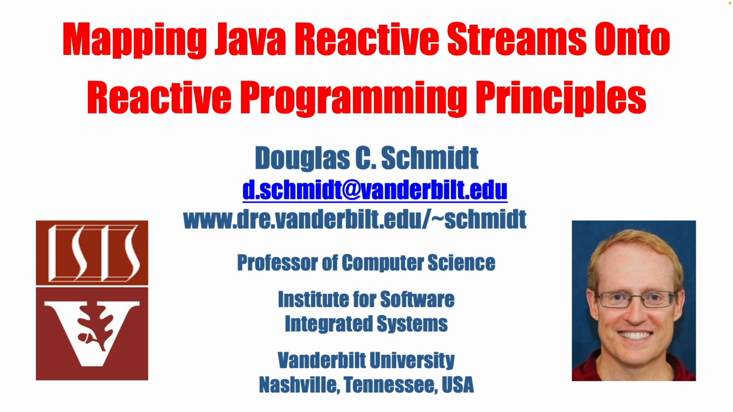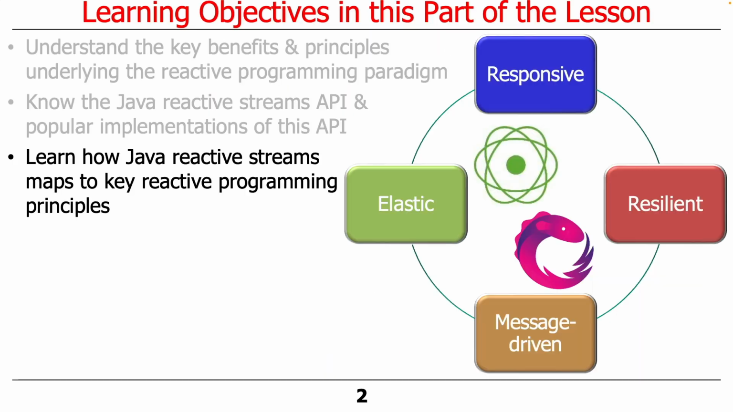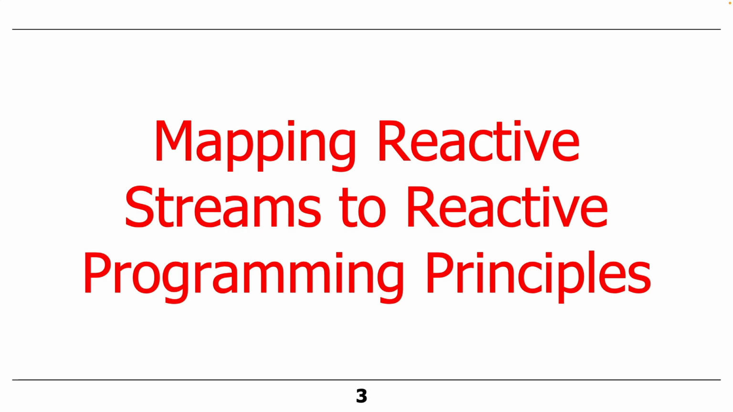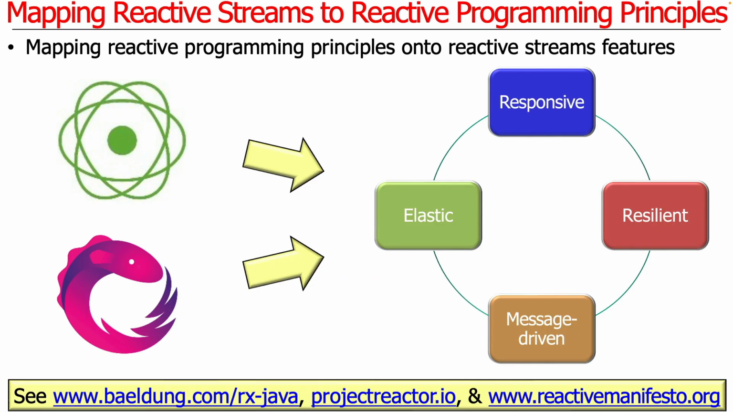So continuing on with our overview, now that we've talked about what reactive programming is, the 4 principles, the reactive streams APIs, RxJava, and Project Reactor, let's see how the principles get mapped onto the APIs and vice versa. We'll start out by talking about the way in which this can be done. We're going to focus primarily here on Project Reactor, but I'll give some examples in RxJava as well.